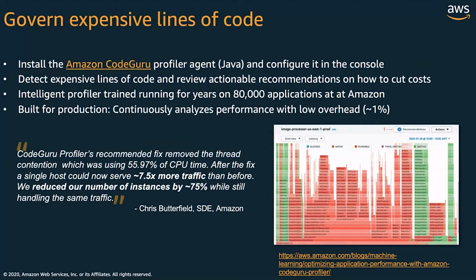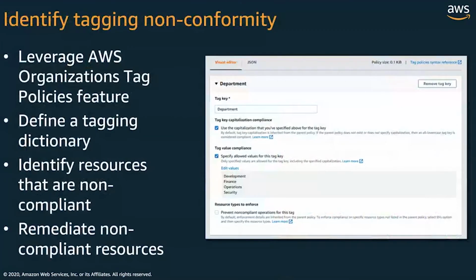You can govern down to the individual lines of code. So you can use things like Amazon's Code Guru to profile your code, identify areas of code that happen to be associated with high amounts of spend. So you can use Code Guru to control cost down to the code level.